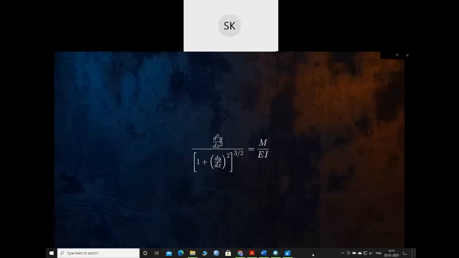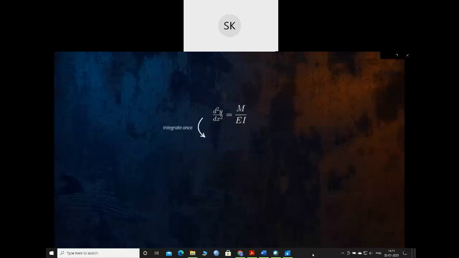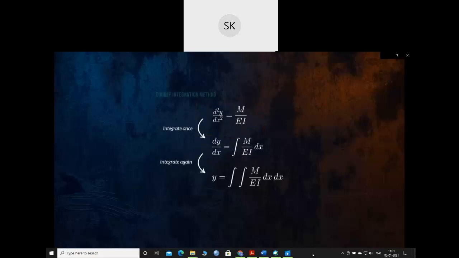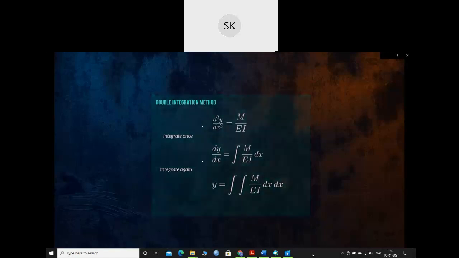Since we're limiting ourselves to elastic deformation and assuming that the slope of the elastic curve is small, the dy over dx term will be small. And since it's squared, it will be even smaller, and so can be neglected. This gives us a much simpler differential equation defining the deflection of the beam. All we need to do to get an expression for the deflection along a beam is integrate the equation twice. This is called the double integration method. It's easiest to understand how the method works using an example.